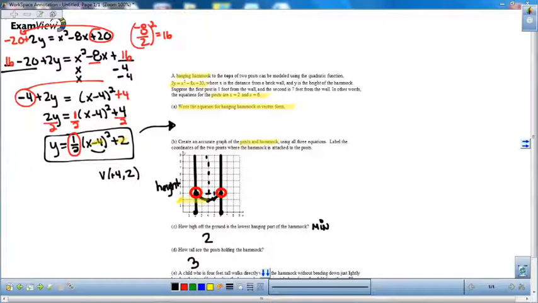The problem is she's 4 feet tall, and the tallest part of the hammock is going to be at 3 feet. So she's never going to be able to walk underneath the hammock. So she has to be less than 3 feet in order for her to move underneath the hammock. So she's not going to be anywhere underneath for part E.